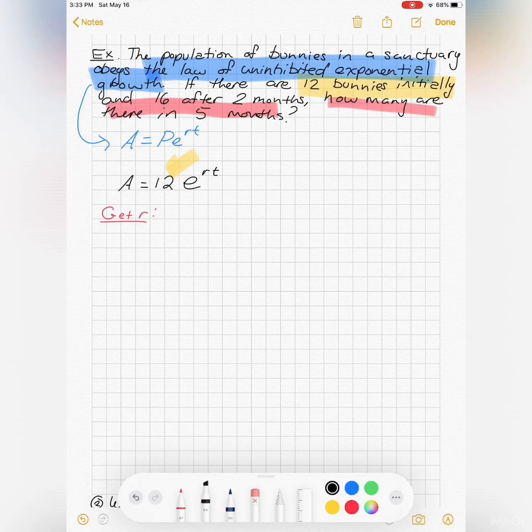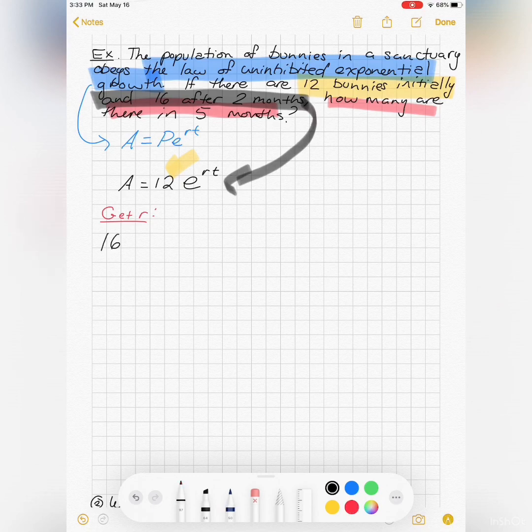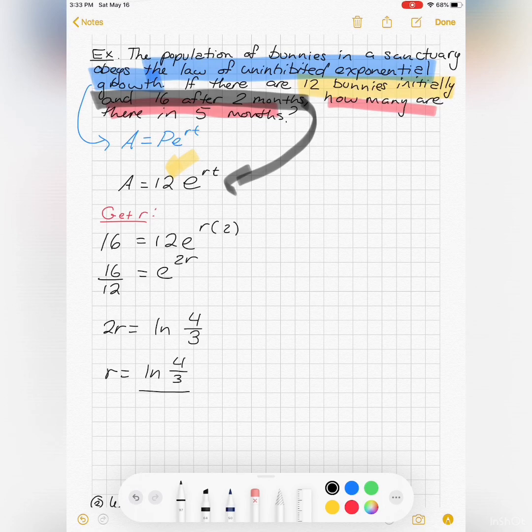What else does it say? There are 16 after 2 months. So that's the pair I'm going to use to get the rate. So there are 16 bunnies after time 2 months. Now I can solve for r. So what is that? 4/3? So the rate is ln 4/3 over 2.